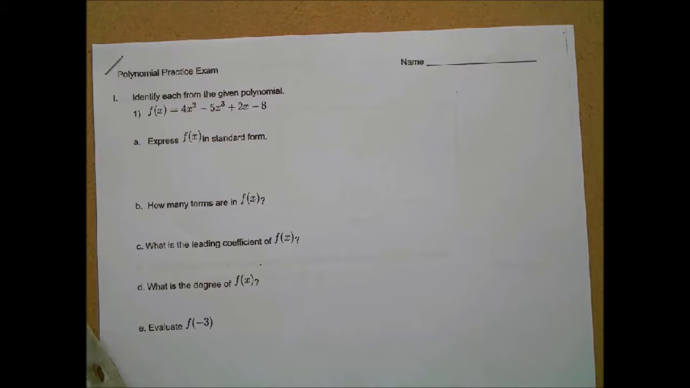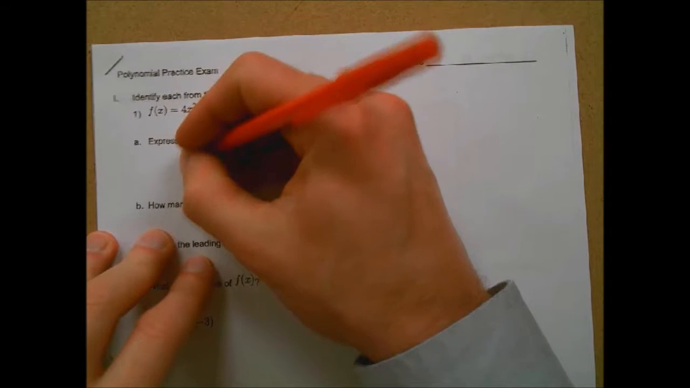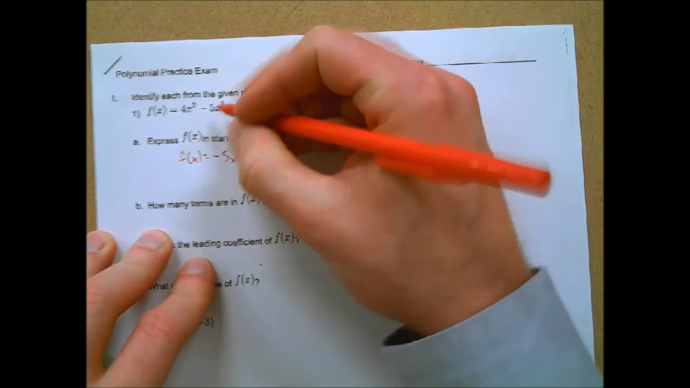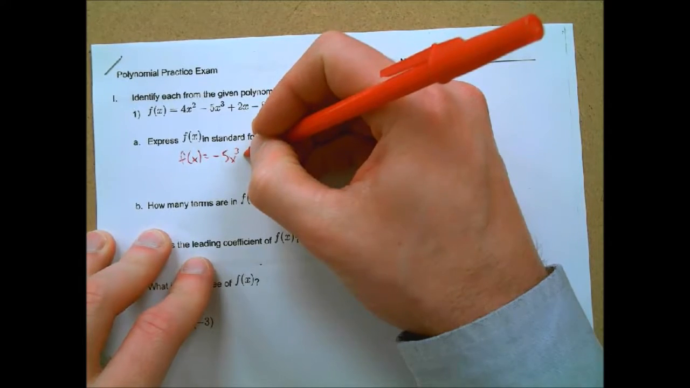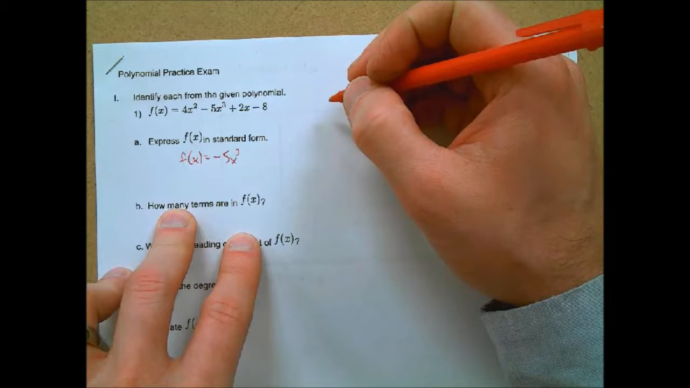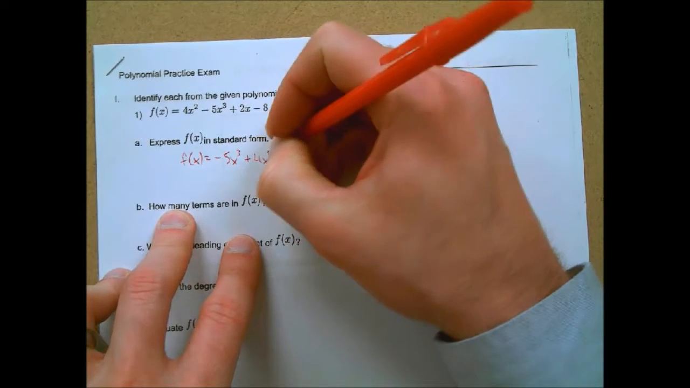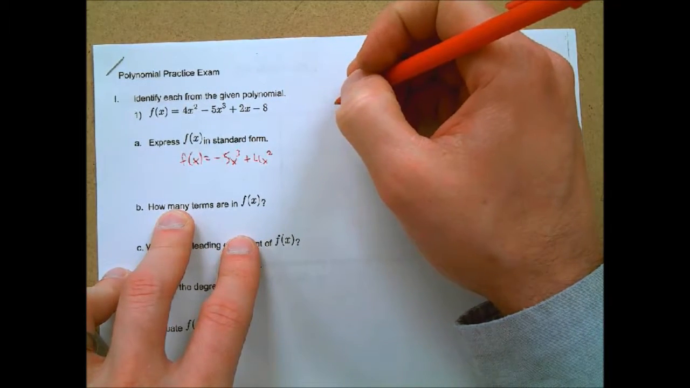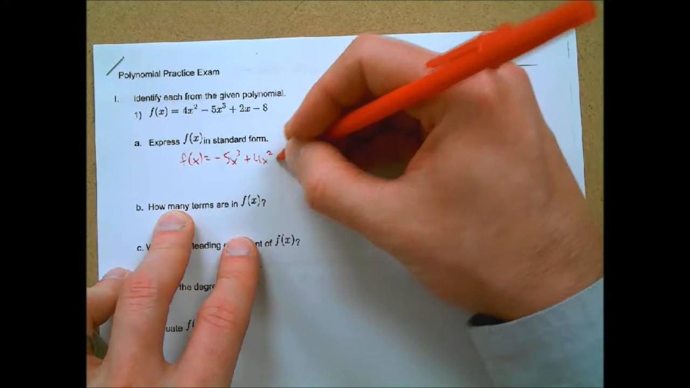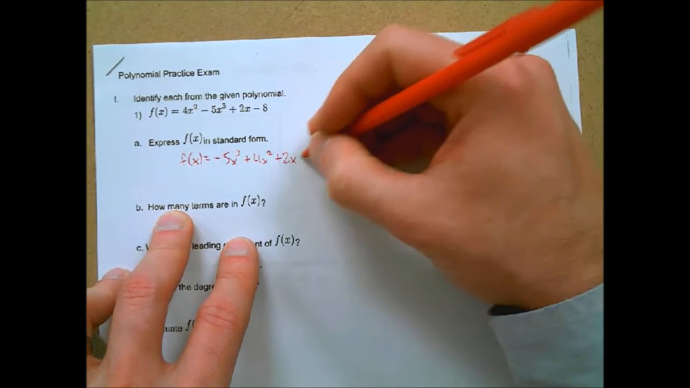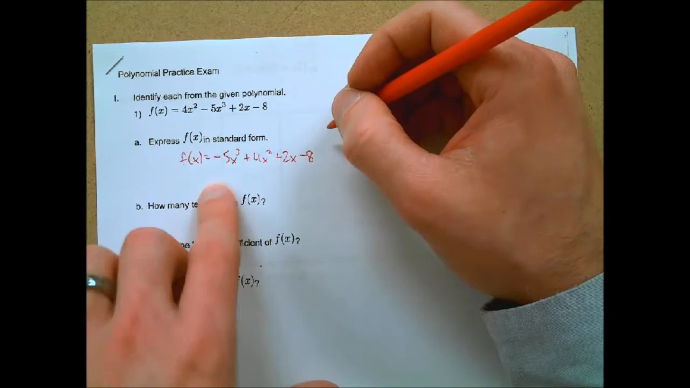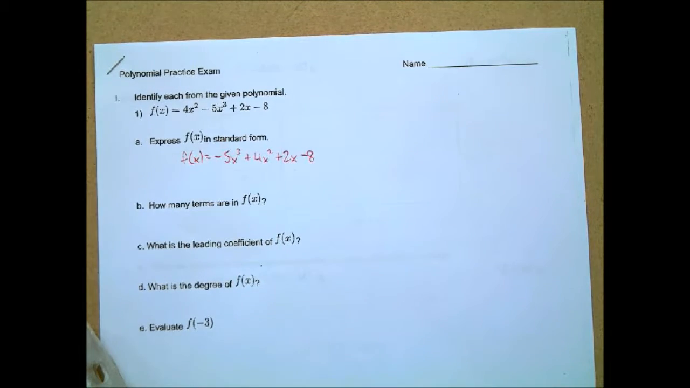So in standard form, it'll be f of x equals negative 5x cubed. Don't forget the minus sign in front there. What's the next highest power after the cubed? Plus 4x squared, and then the next highest after that, 2x, and then minus 8. So there is our answer in standard form.